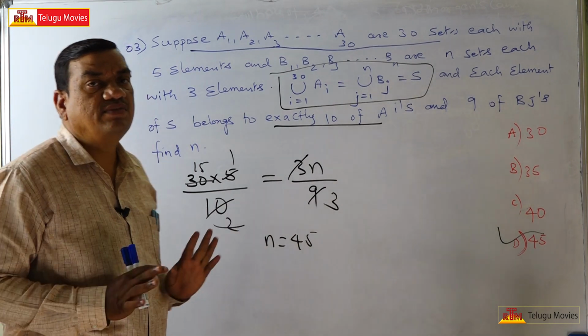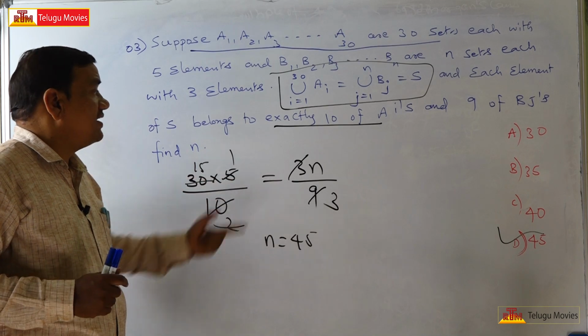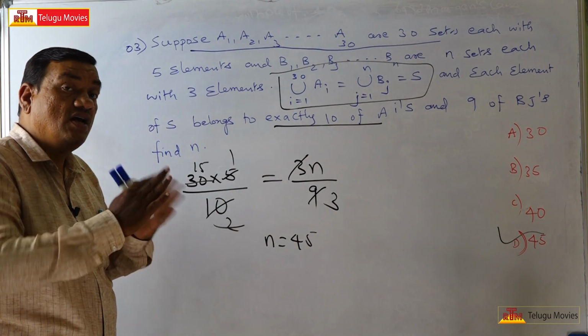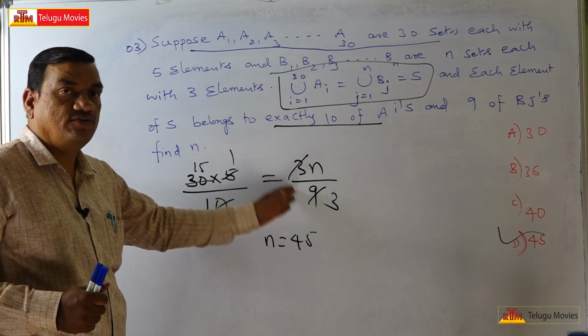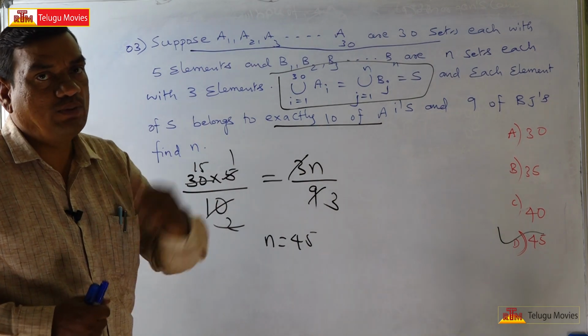So a very easy problem. The first thing is the number of elements in A, but exactly 10 of the elements belong to the common elements. That's why we divide by 10. I hope you understand this solution. So let us go for the next problem.